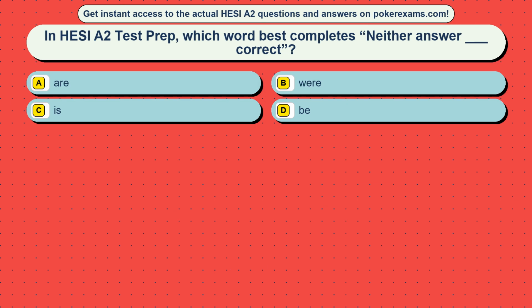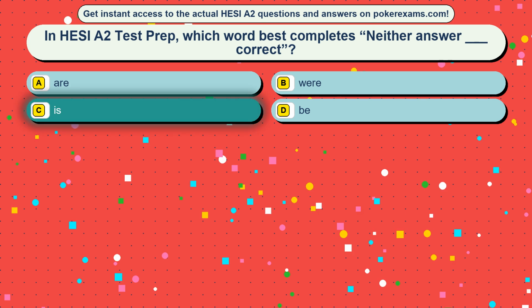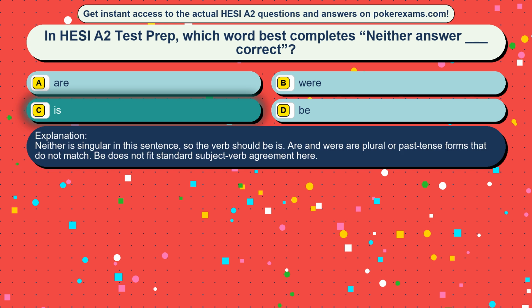Question 13. In HESI A2 Test Prep, which word best completes "neither ___" (answer blank)? Option A, are. Option B, were. Option C, is. Option D, be. The correct answer is option C, is. Neither is singular in this sentence, so the verb should be is. Are and were are plural or past tense forms that do not match.